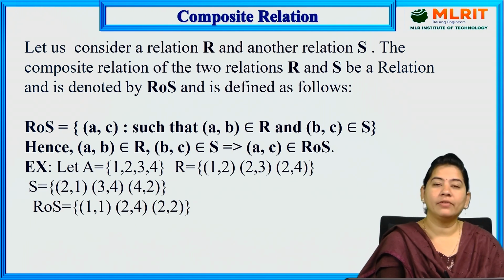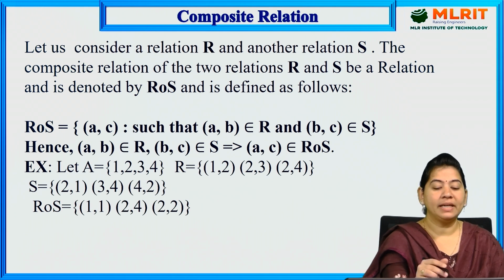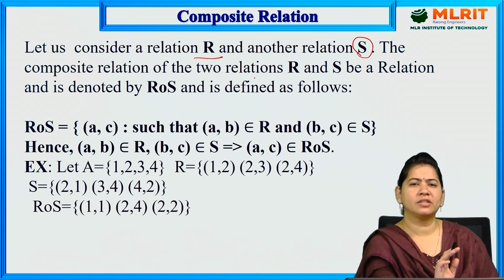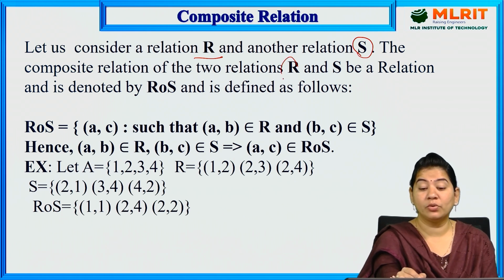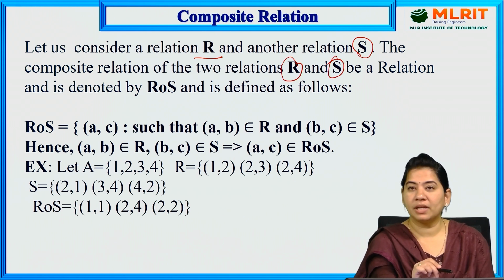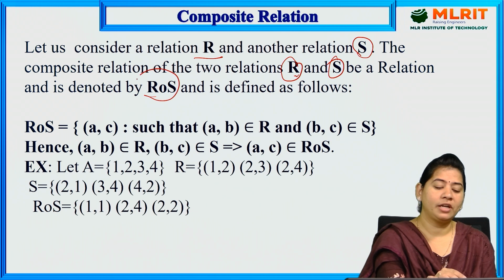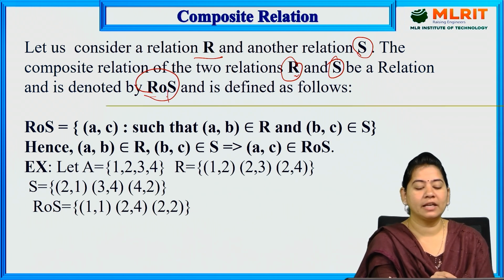So next we have composite relation. So what is meant by composite relation here? Let us consider a relation R and another relation S. So the composite relation of two relations. Previously we have considered only one relation, that is R. But here we have considered two relations, capital R and capital S. So the composite relation of these two relations is denoted by R circle S, R composite S. So we can call it circle or composite.